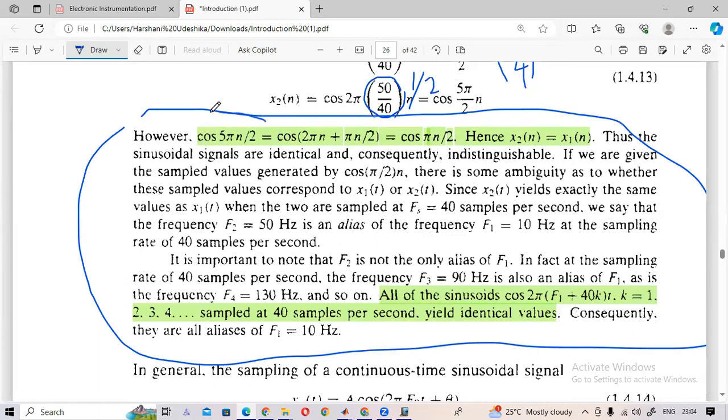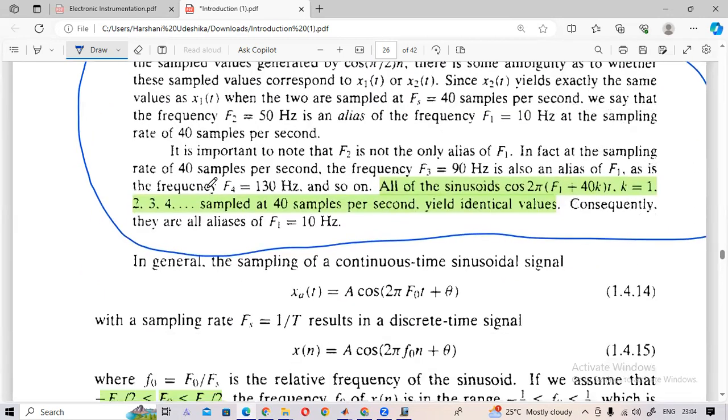So you can see that now this cos(5n/2) is equal to this one. Using this identity, omega_k is equal to omega plus 2πk. It is verified. So when you read it, try to understand those by yourself.